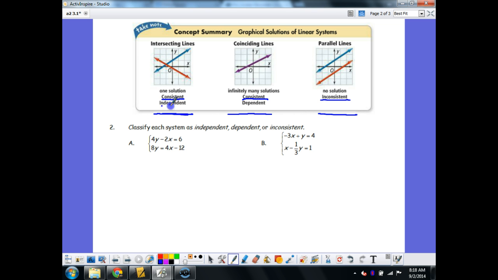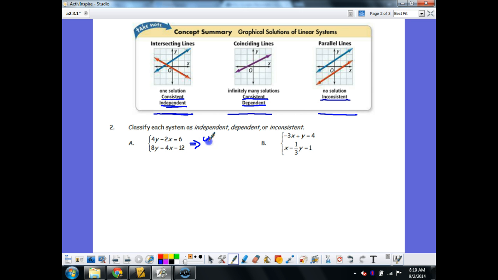Independent means that we have just one solution where the lines intersect at just one point. Dependent systems are two lines that are basically the exact same line. They lie on top of each other, so they have the exact same slope and same intercepts. Parallel lines have the exact same slope, but different intercepts. So one thing you can do to determine the slope is put these in slope-intercept form if you want.